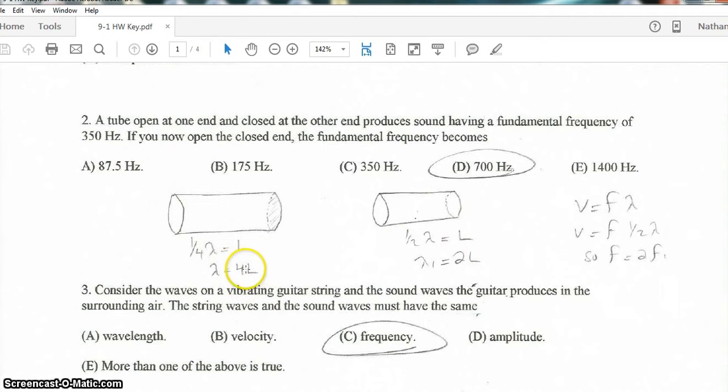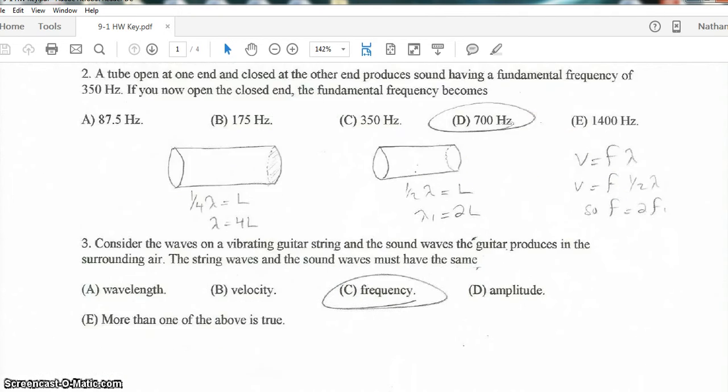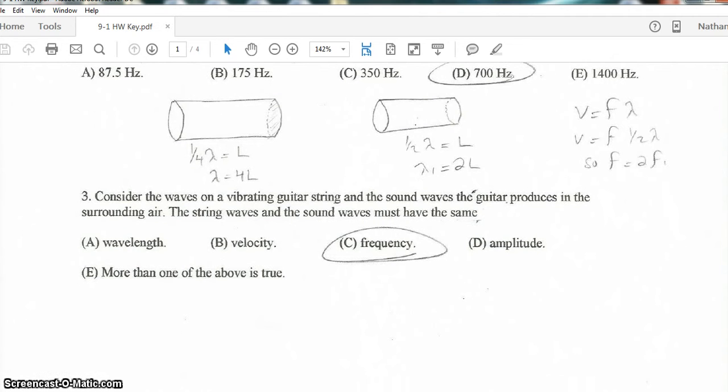So if my initial one that was closed at one end and open at one end had a wavelength that was 4L and the new wavelength is 2L, then the wavelength obviously cuts in half. And because I'm using velocity equals frequency times lambda, if the wavelength cuts in half but the velocity stays the same, the new frequency is going to have to be twice the original frequency, so that's where I got my 700 hertz from. So probably B or D were the common options here, and hopefully we're all comfortable with getting D as our answer.